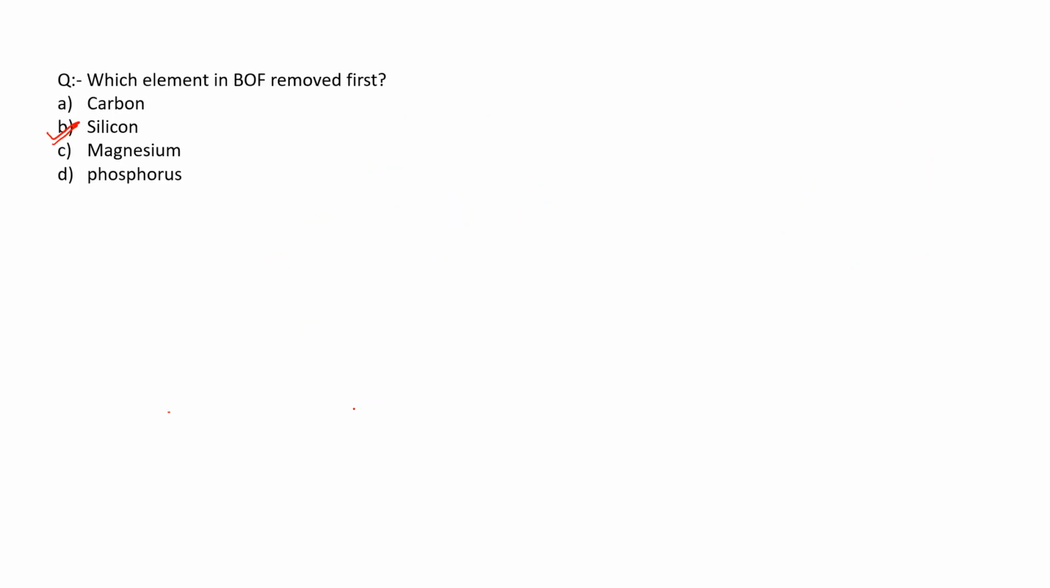Which element in BOF is removed first? This is a very good question, and it has been asked in an earlier GATE also, right? The correct option will be silicon. Silicon is the first element which gets oxidized.